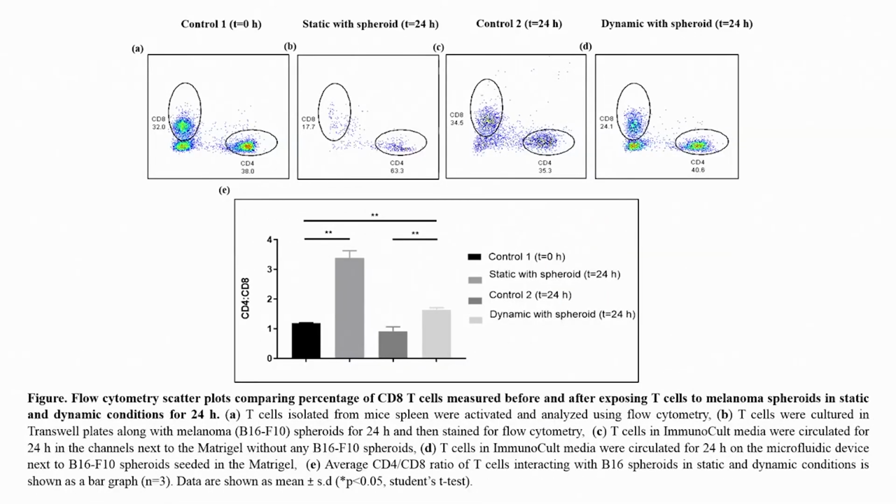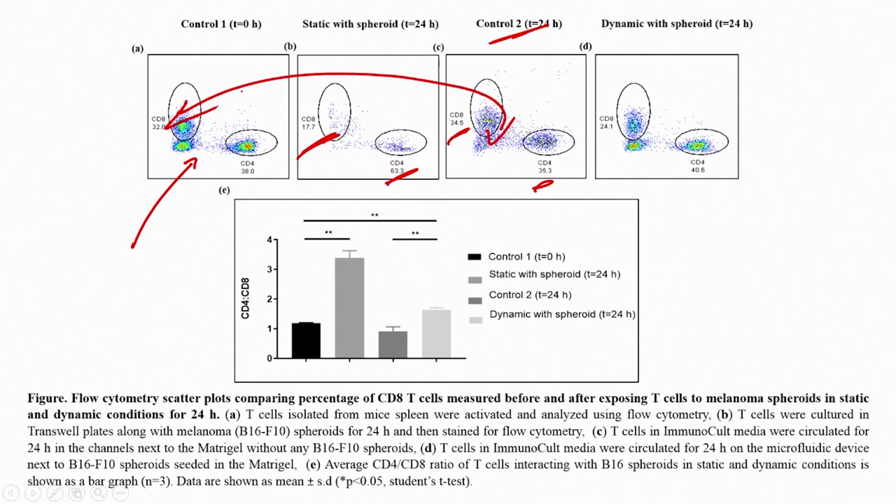So, if we see the results, we can clearly see that for the control, the T cells activated, when taken from naive to activated cells at T equals 0, have a CD8 to CD4 concentration of 30 to 38. When we have static with spheroid at T equals 24, the CD8 to CD4 concentration is 17.7 to 63.3. When we have control at 24 hours, not doing anything, we have 35.3 and 35.4, which is similar to this, right, not too much difference. So, the control is okay.